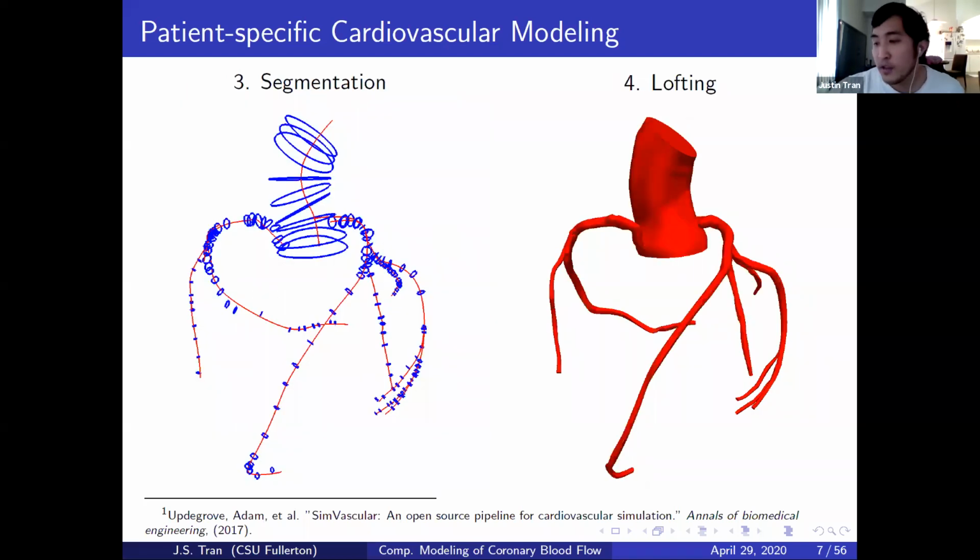Once we do the path lines, the next step is segmentation. Basically what we need to do here is follow the path lines along and trace out the cross-sectional area. Just because we define the center lines, it doesn't give us enough information to build a model. So we need to define both the shape and the area of the cross-sectional vessel.